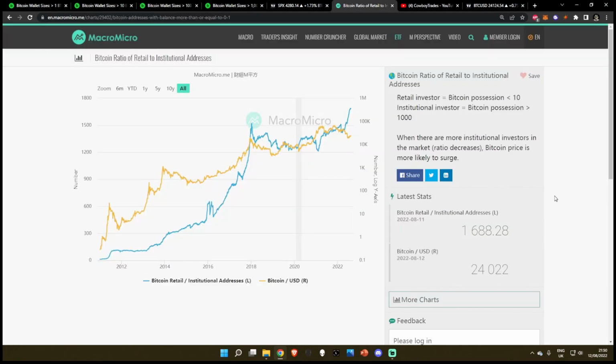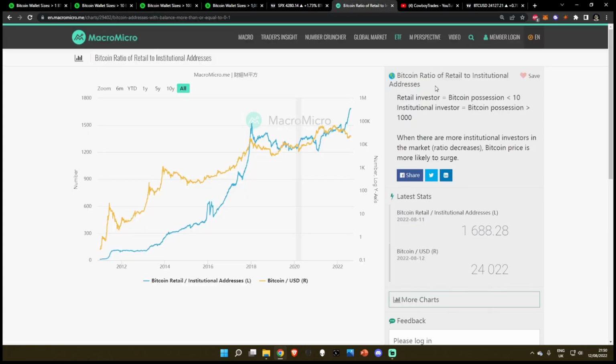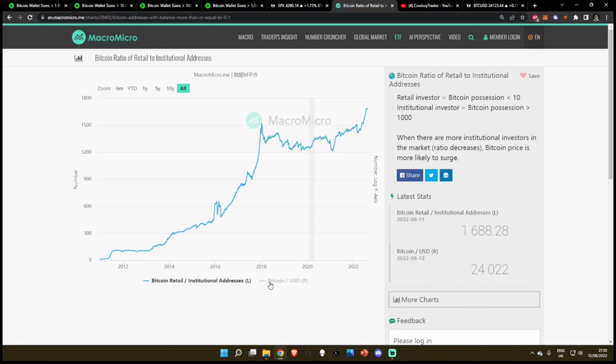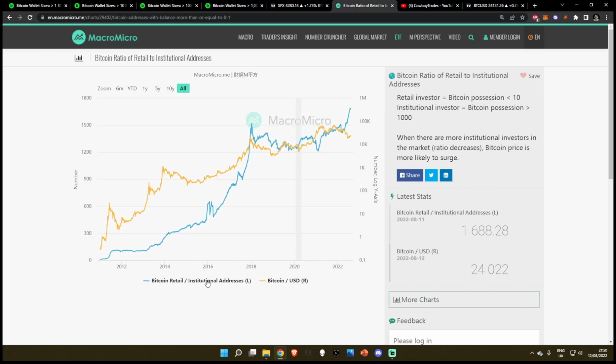Alright, so I'm going to switch things up from the last time that we recorded a whale watching video, and I'm actually going to start off on the Bitcoin ratio of retail to institutional addresses before we dive into the individual wallet sizes. Now, the ratio of retail to institutional addresses is plotted with this blue line on this chart, and the orange line is the BTC USD price on a logarithmic growth curve scale.